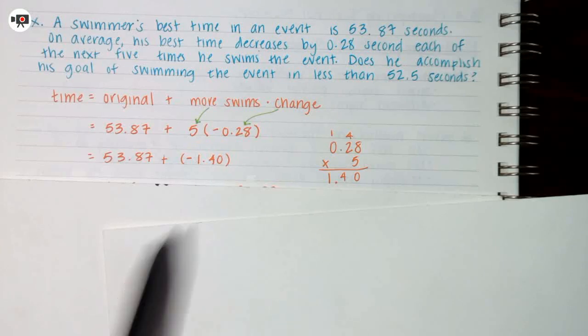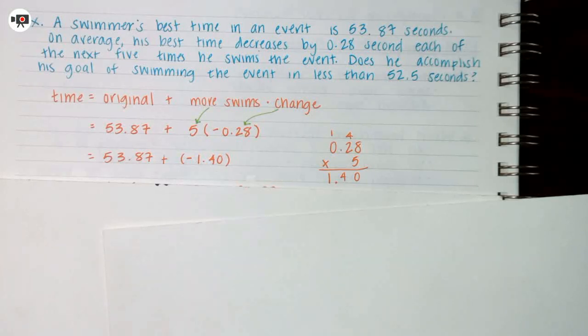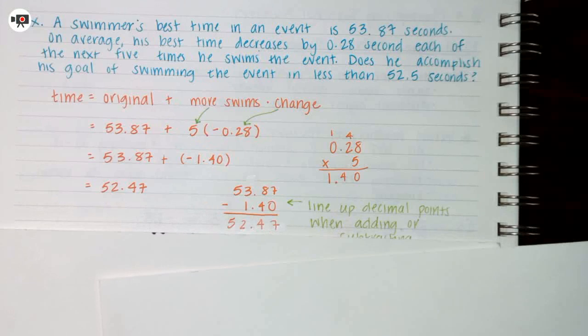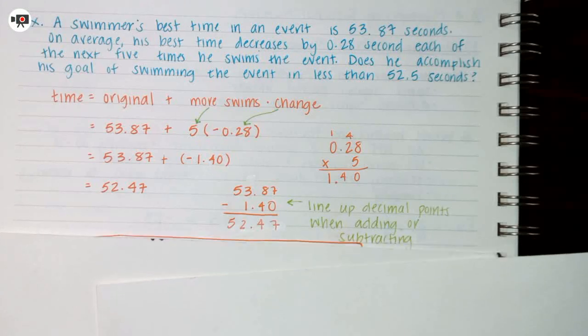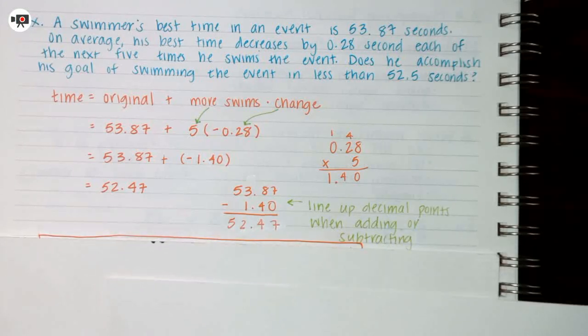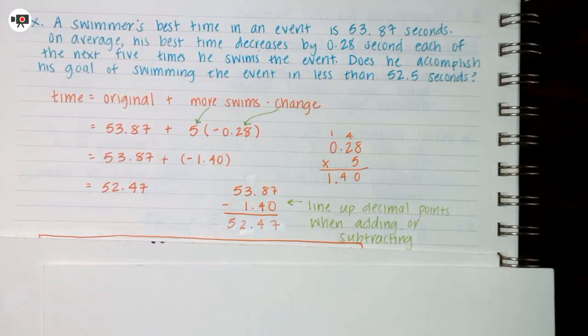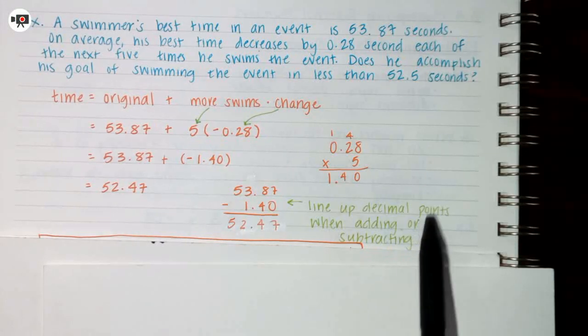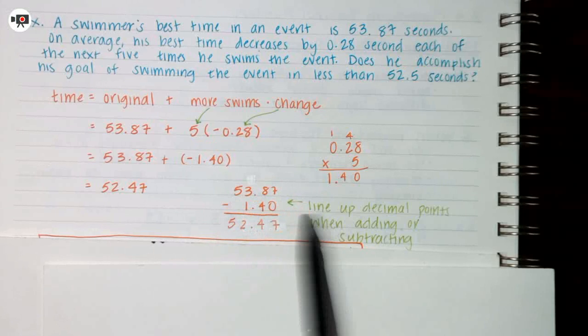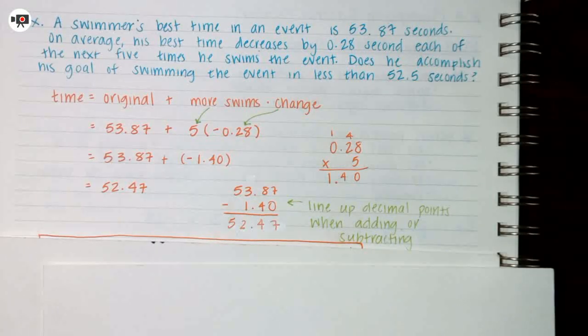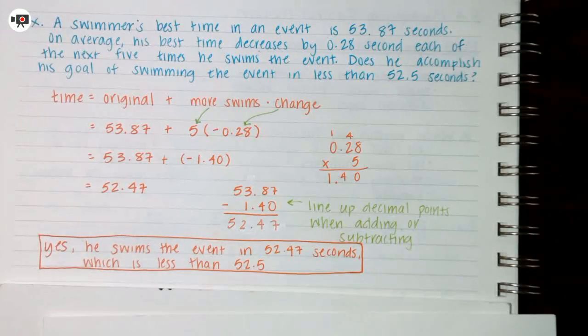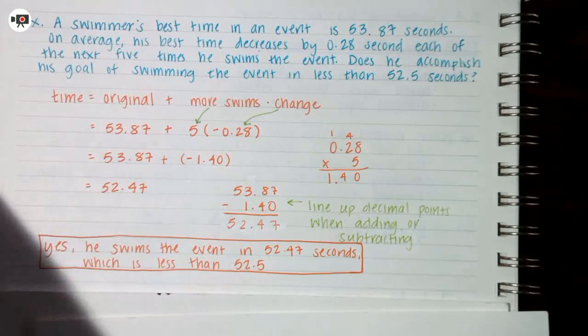So his time went down by 1.4 seconds. So if I subtract, we are going to get 53.87 minus 1.4 is 52.47. Remember, when you add or subtract decimals, you need to line up the decimal points. So he did meet his goal because 52.47 seconds is less than 52.5 seconds.